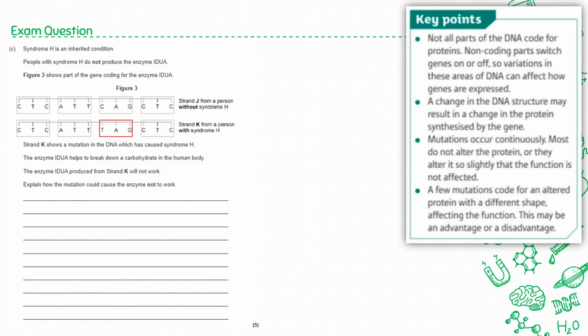This mutation could have changed the amino acid that's present in the third place. A change in the amino acid could change the structure of the protein produced. As we are told that IDUA is an enzyme, the active site of the enzyme may have changed shape also. A change in the shape of the active site may result in the enzyme no longer fitting its substrate. In the case of IDUA, we're told that it's a carbohydrate. Let's take a look at the mark scheme.